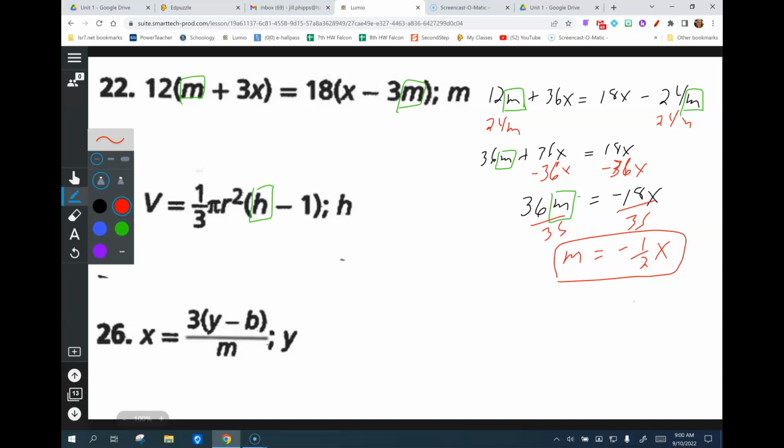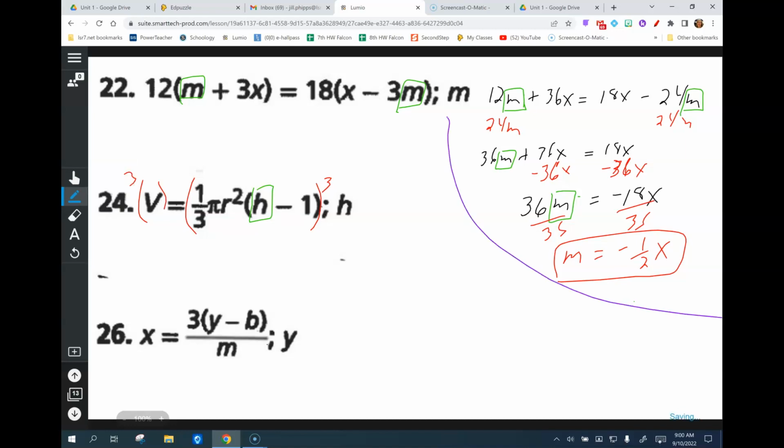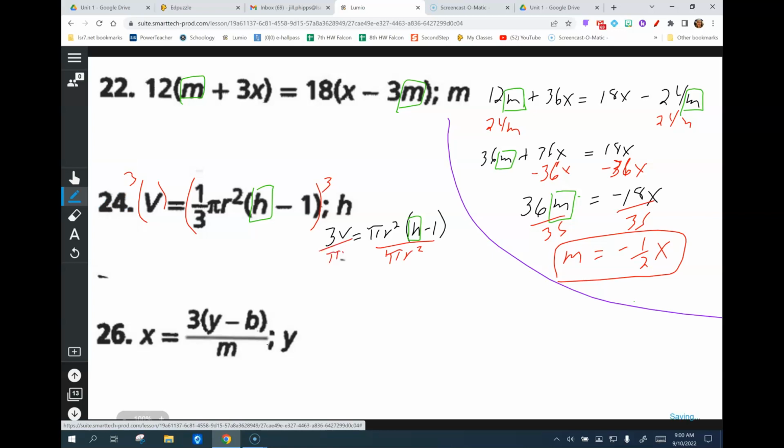So the first thing I would do is get rid of that fraction. I almost always get rid of fractions first. So I'm going to draw a little line over here so I have more room to work. I have 3v is equal to pi r squared times h minus 1. I'm going to isolate that h. I'm going to divide through. So now I'm looking, pi r squared is connected by multiplication. I'm going to get rid of those. So I'm going to divide by pi r squared.